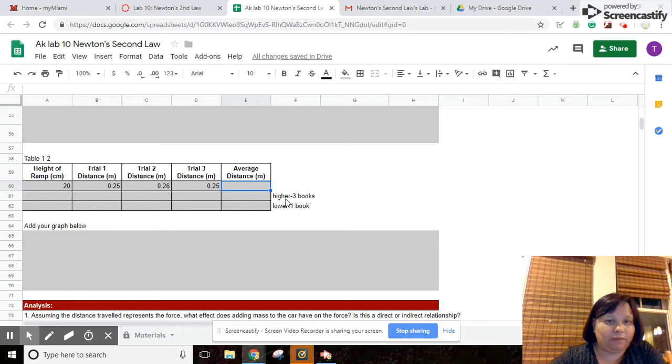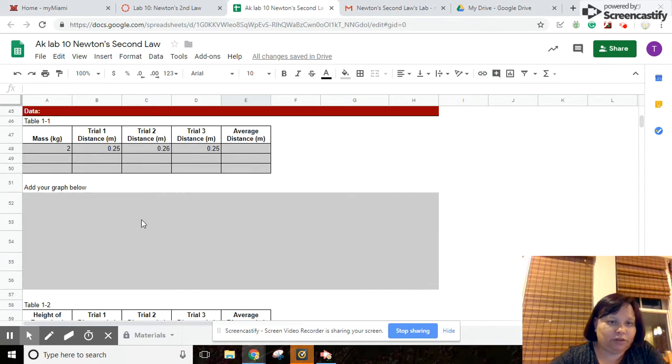Then the next time you're going to make it higher using 3 books. And then the third time you're actually going to take off books and use only 1. So for this, you don't have to repeat it again. You can just use what you had before for the 2 book setup. But when you have 3 books, it's going to be different. And when you have 1 book, it's going to be different.